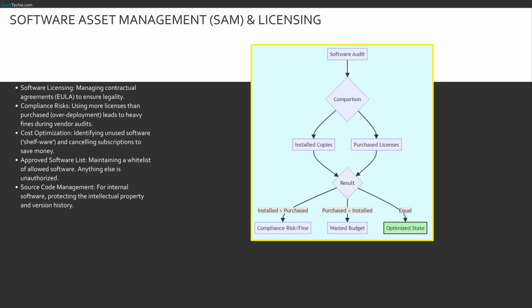This diagram illustrates the SAM balancing act. We perform a software audit comparison. We weigh installed copies against purchased licenses. If installed is greater, we face compliance risk and fines. If purchased is greater, we have wasted budget. The goal is the green box in the middle, the optimized state, where what we use equals what we bought.